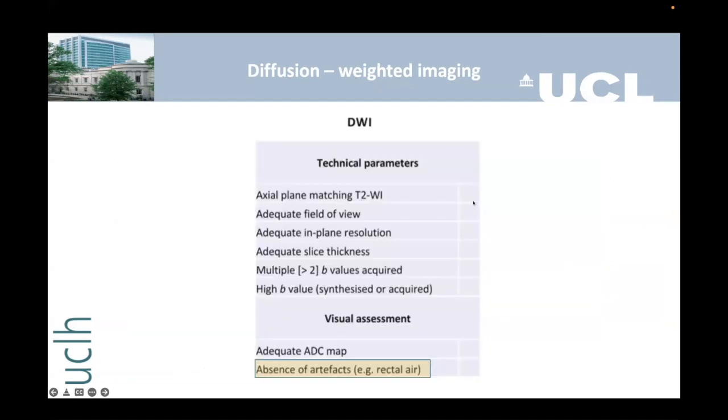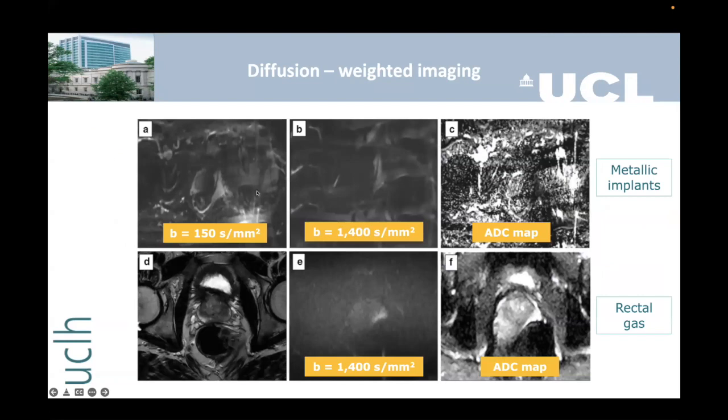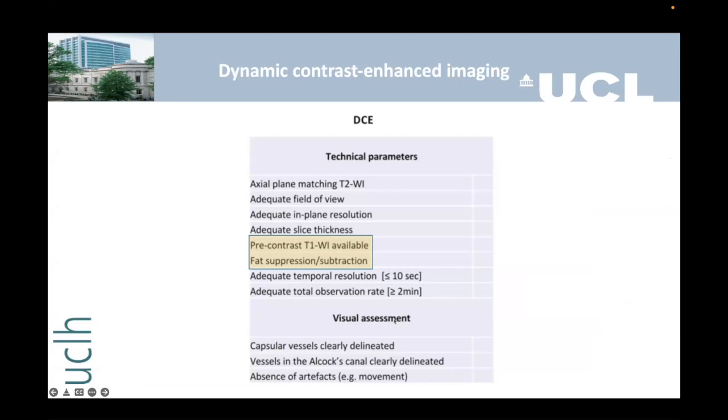There can be artifacts also on diffusion weight imaging. Here you can see artifacts from metallic implants on the B values and the ADC map. And basically this scan is non-diagnostic. And here you can see some artifacts from rectal gas that prevents you from assessing the posterior part of the left prostate. Finally, we have DCE sequences.